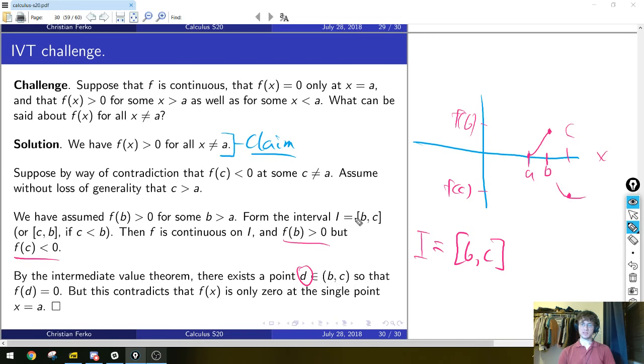So that means there's a d somewhere in this open interval b to c, with the property that f of d is 0. But there's the contradiction. We've assumed that f is 0 only at a single point a. So there cannot be this other point d which gives f equals 0 at d. So there's the Bank of Scotland contradiction. Good. It's all intermediate value theorem for most of these, actually. It's one of the most powerful applications of continuity.